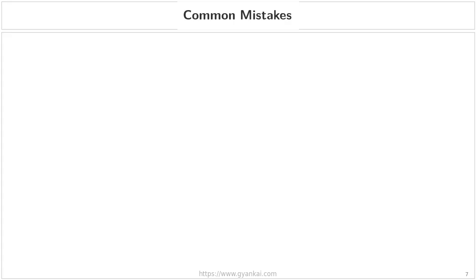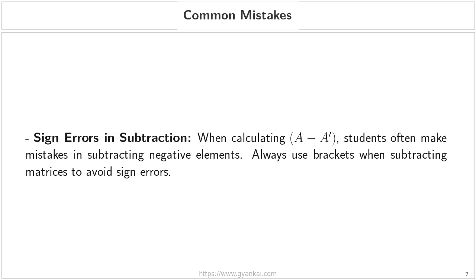Common mistakes. Now that we have covered the theorems and seen a practical example, let's wrap up by discussing some common mistakes students often make so that you can avoid them in your exams. First, be very mindful of sign errors during subtraction. When you are calculating A minus A transpose, it is quite common to make mistakes when subtracting elements that are already negative. To prevent this, I highly recommend always using brackets when subtracting matrices to ensure your signs remain correct.